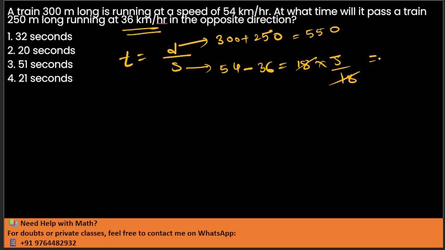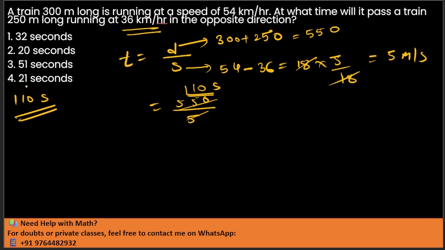So the effective speed or the relative speed is 5 meter per second. So time is equal to 550 divided by 5, and this is equal to 110. Well, we don't have any option 110 seconds. Okay, 110 second is the option.